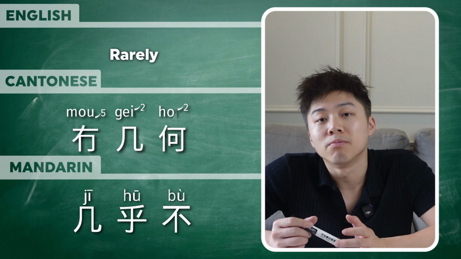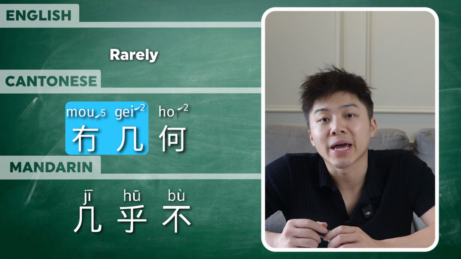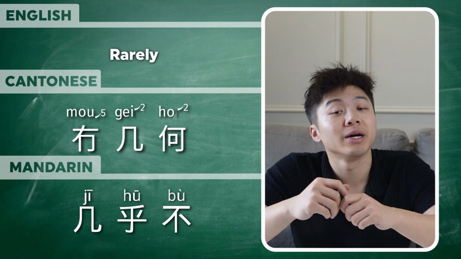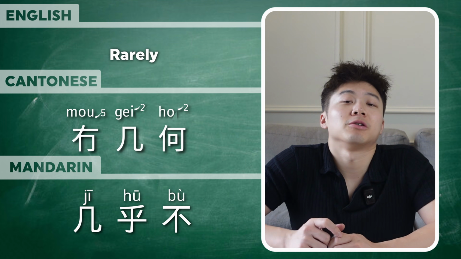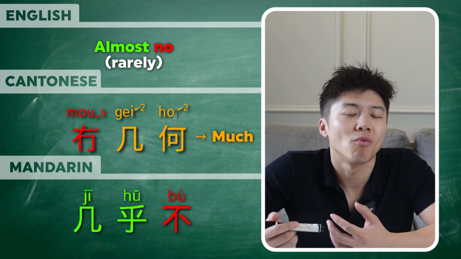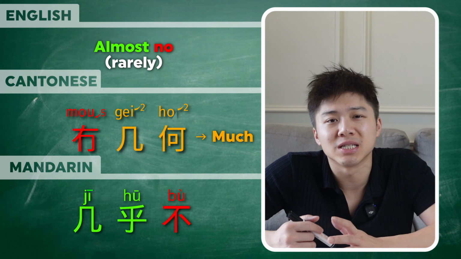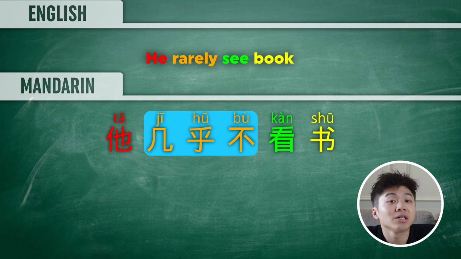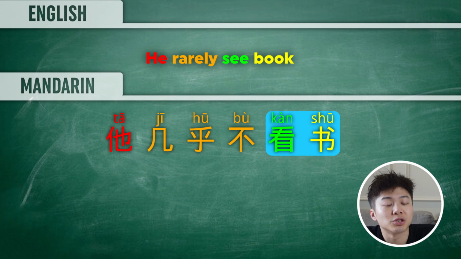Another example is he rarely reads. Now in Cantonese, to express rarely, we say 冇幾可. In Mandarin, to say rarely, we say 幾乎不. Now, to expand a little bit more, 几乎 basically means like more or less, nearly, and then 不 means no. So he more or less no read book. So for example, 他几乎不看书, 他幾乎不看書.